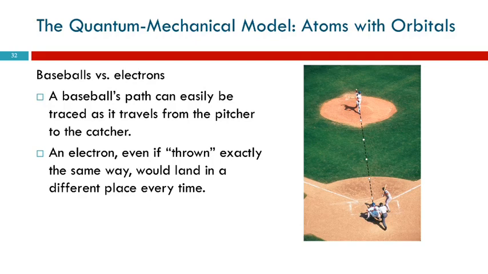So if you have a baseball pitcher doing his fastball exactly the same every time, the baseball goes exactly the same path every time. We understand that. Electrons are different. Electrons are very, very small. They don't obey the same rules that the rest of regular stuff obeys. Even if you were to throw an electron in exactly the same way, it would land in a different place every time. Is that disturbing? How could that be? It should be disturbing.